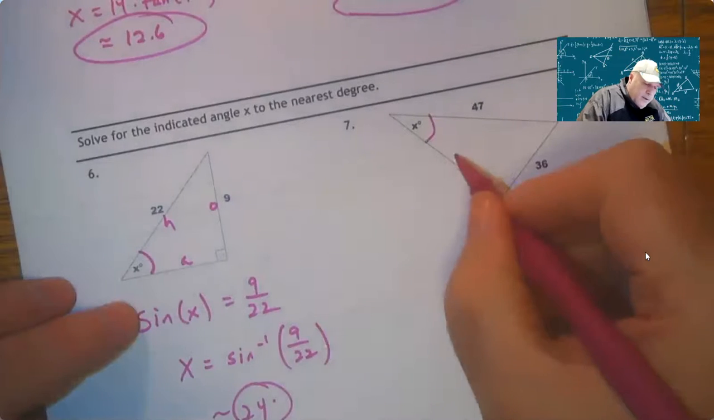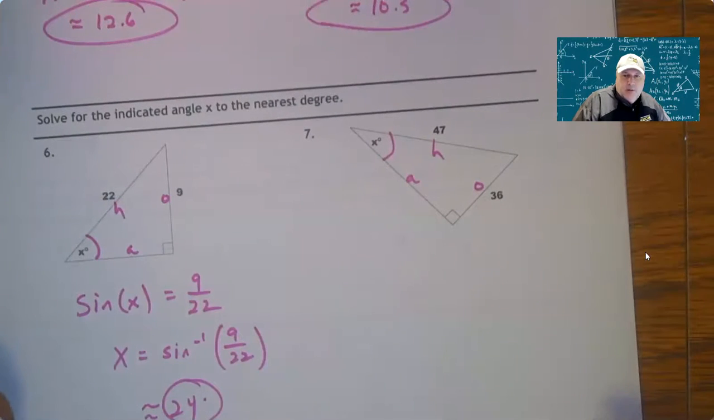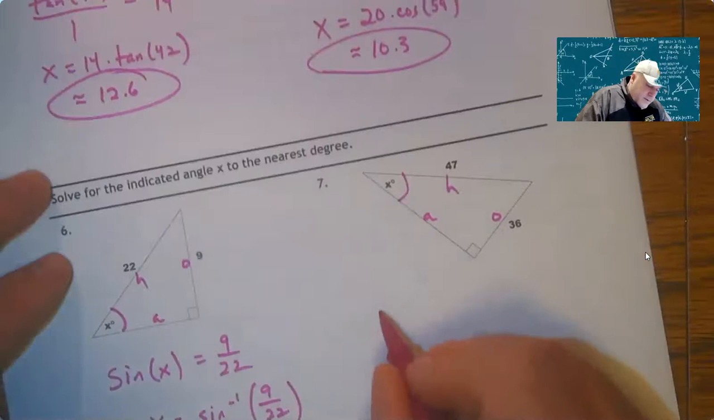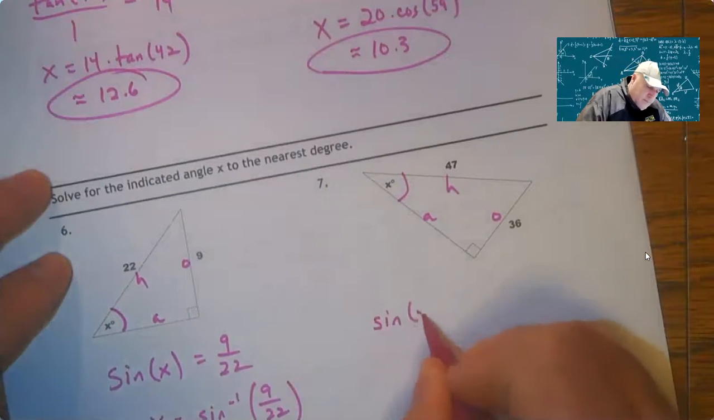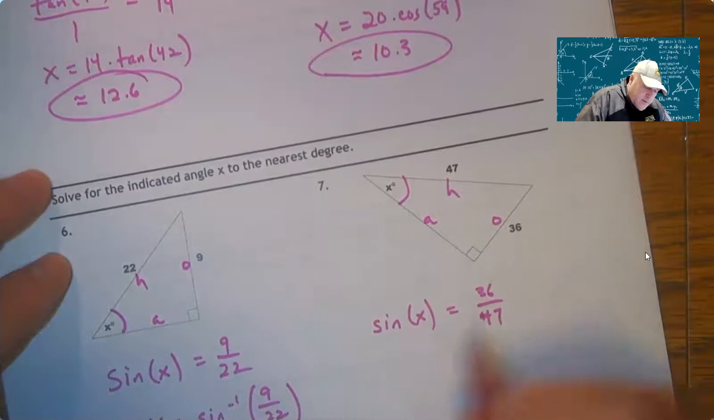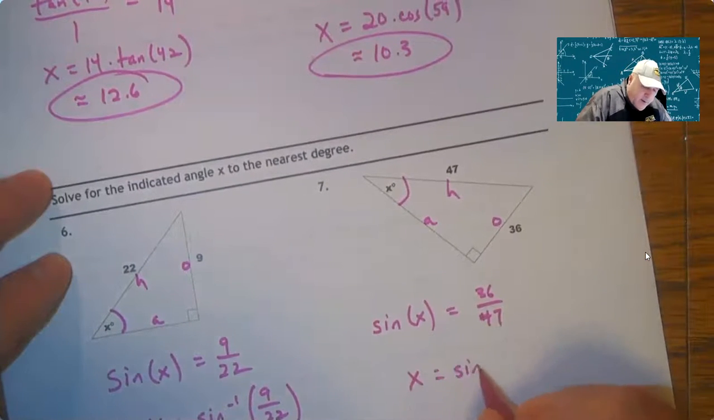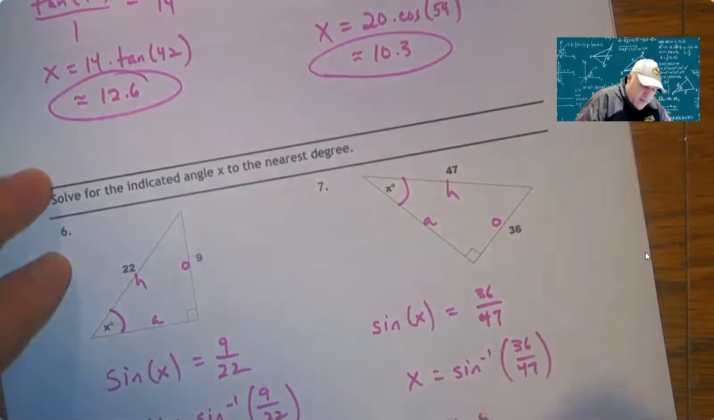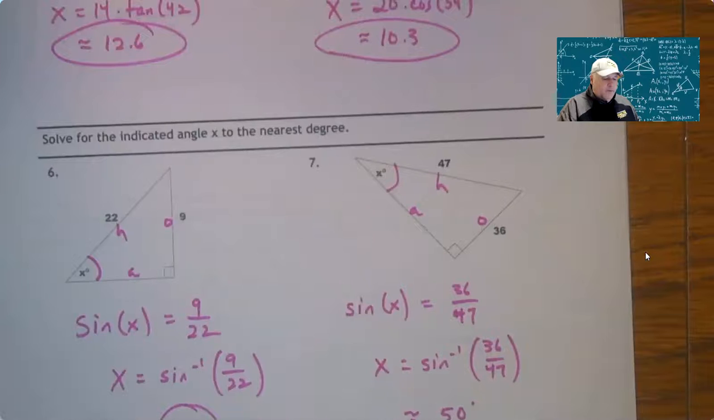So here, adjacent, hypotenuse, opposite. Get that labeling correct. O and the H. So sine of x equals 36 over 47. So x is sine inverse again of 36 over 47, and that's going to be about 50 degrees.